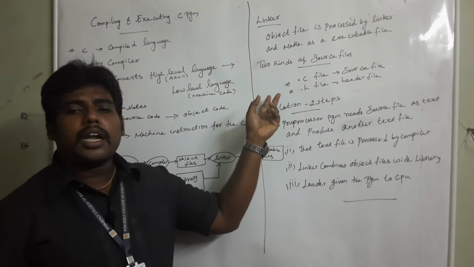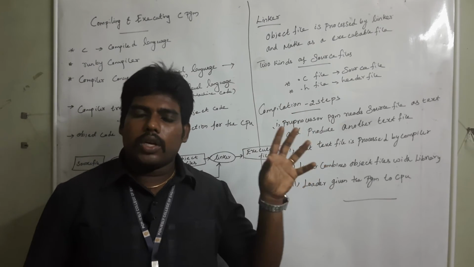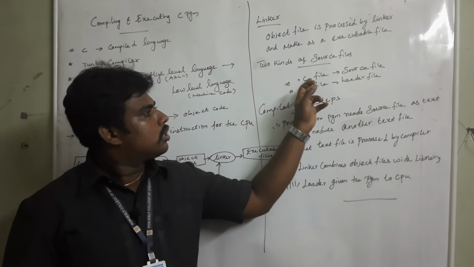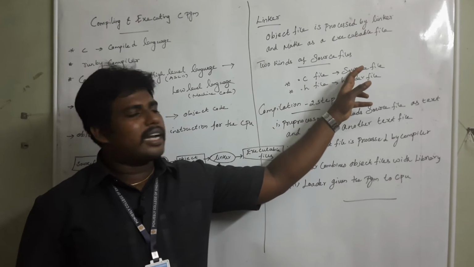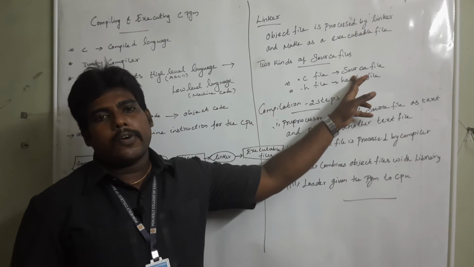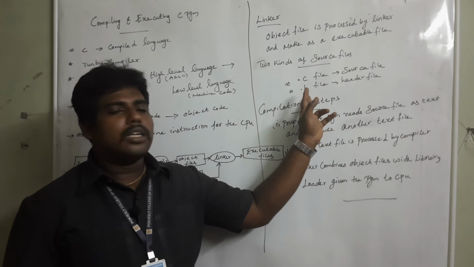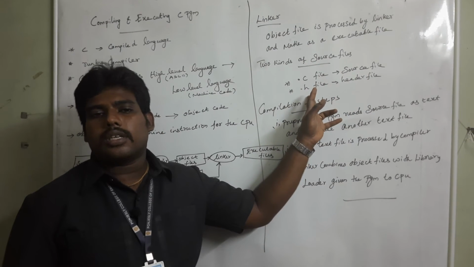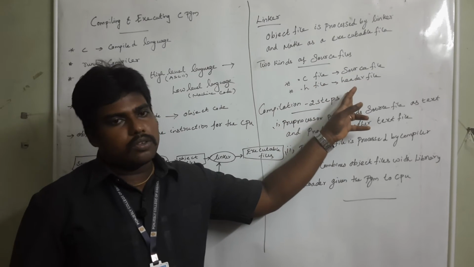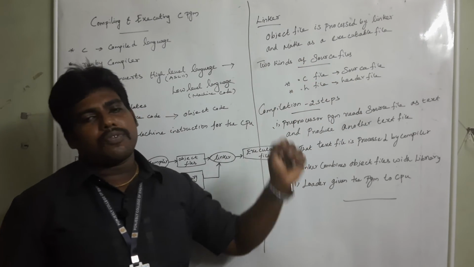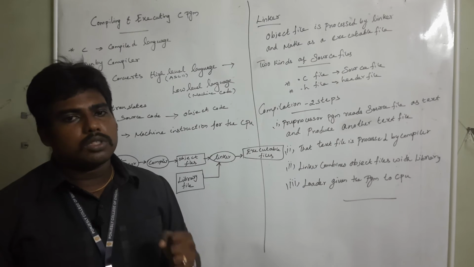Okay, then there are two kinds of files while you are writing a C program. One is .c: you store the files with the extension .c, that is the source file. Your program is the source file. Again you include the header files with the extension .h, that is the header file. Okay, these are the two types of files present in a C program.